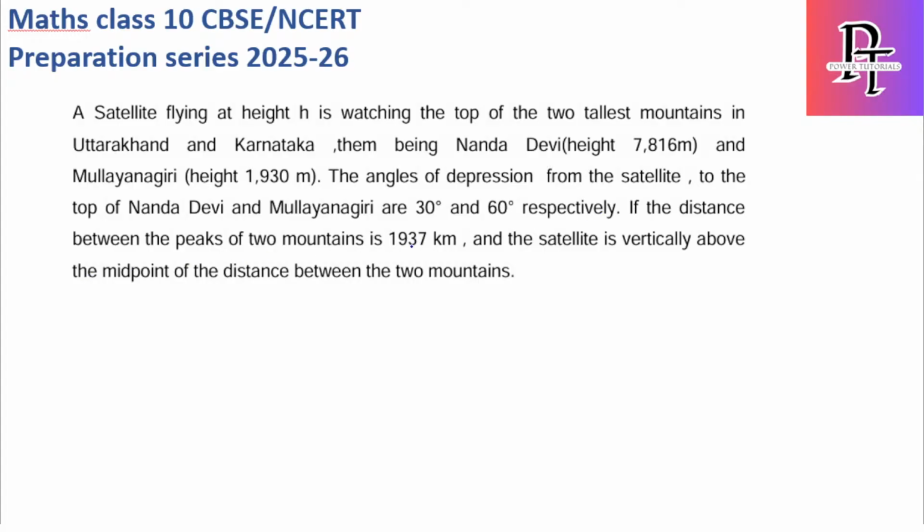The distance between the two peaks is mentioned in kilometers, whereas the heights of these mountains are mentioned in meters. Make sure to check the units as well. The satellite is vertically above the midpoint. This point is important: the satellite is exactly at the midpoint between the two mountains. Now let's draw a diagram here.